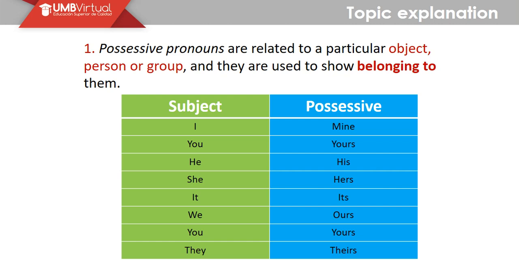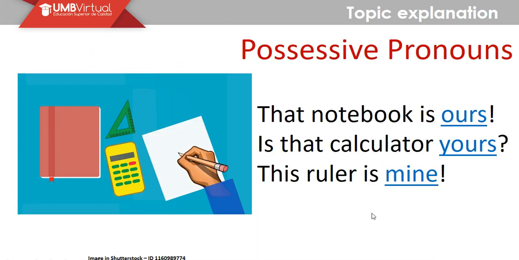So we have mine, yours, his, hers, its, ours, yours, theirs. Okay? Those are the possessive pronouns. Let's see just some examples. That notebook is ours. Is that calculator yours? This ruler is mine. Good.